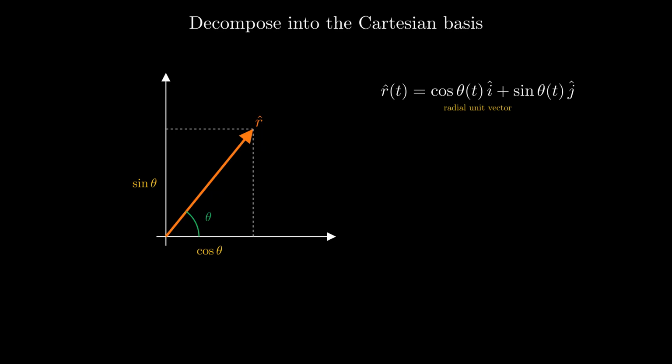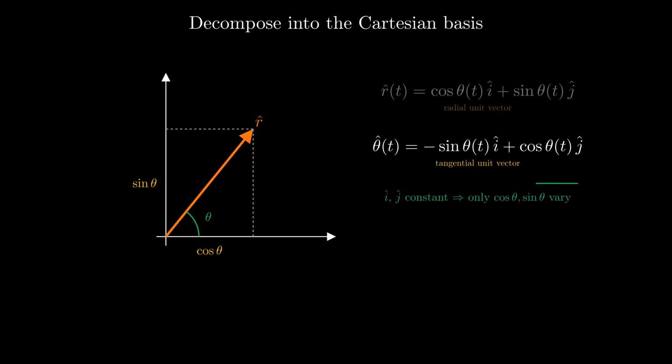Theta hat is perpendicular to r hat, rotated 90 degrees counterclockwise. Rotating by 90 degrees sends cosine theta to minus sine theta and sine theta to cosine theta. So theta hat equals minus sine theta i hat plus cosine theta j hat. These two expressions are the whole game.